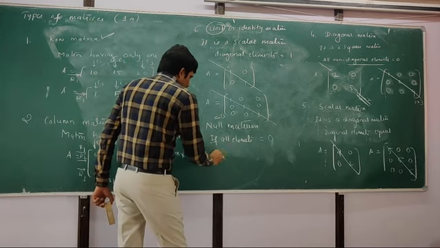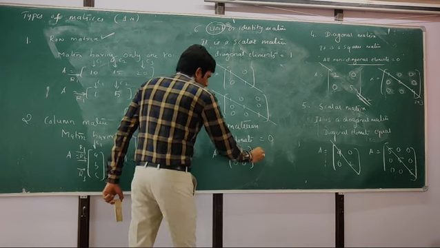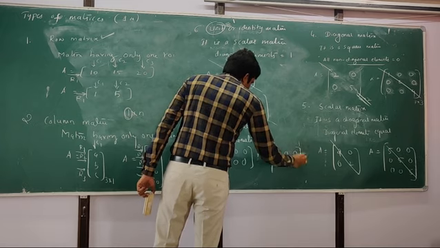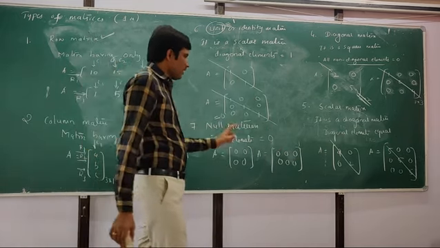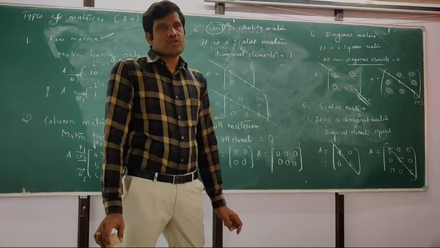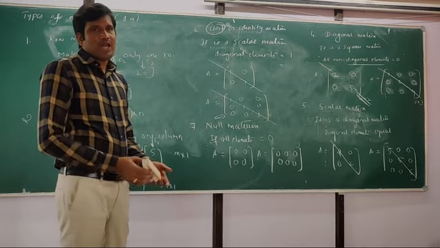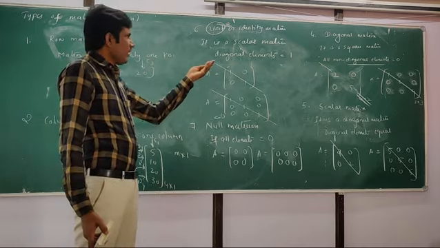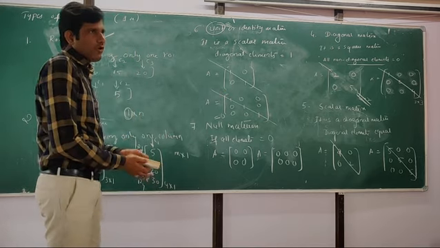For example, see here, A equal to 0, 0, 0, 0. The order can be anything, so A equal to 0, 0, 0, 0, 0. If all the elements in a given matrix are equal to 0, then that matrix is called a null matrix. Students, these are the 7 different matrices. So in exams, they may ask the definition of any matrix: define row matrix, define column matrix, define diagonal matrix, define scalar matrix, like that. So briefly, I can overview all the definitions.